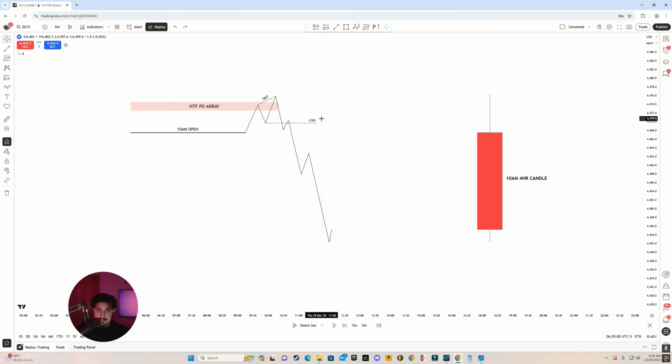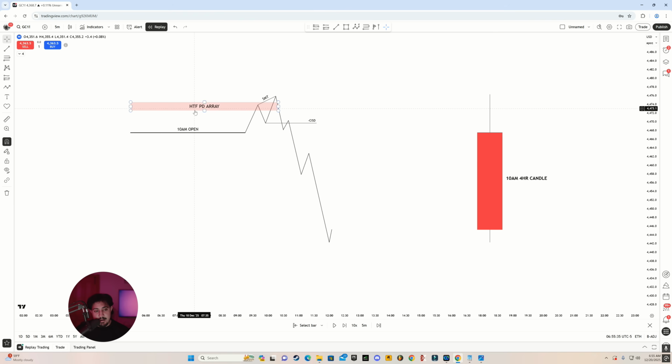Now, what is CISD or change in the state of delivery? It is when you see consecutive bullish candles in this leg from this low to this high, right? I want to see price close below all these consecutive bullish candles or a singular bullish candle. So if they're like 1, 2, 3, 4, 5 bullish candles consecutive, I want to see price close below those candles. But if you have like 1, 2 bullish candles, then a bearish candle, and then another bullish candle, then I want to see price close below that singular bullish candle, okay?